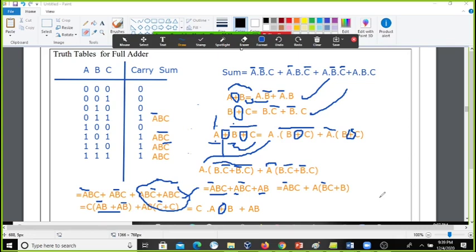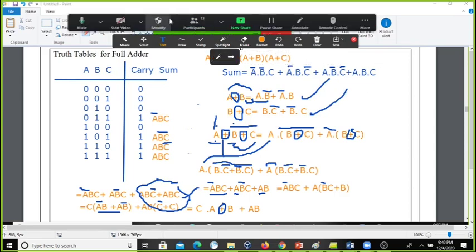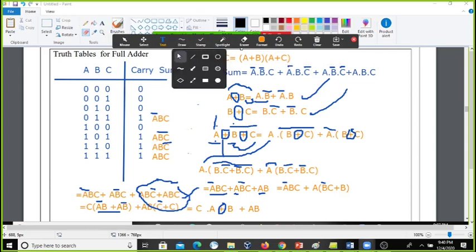Then remember, for this one we can apply the distributive law. If you remember the distributive law, A plus BC equals which one? Two brackets, A plus B, and again the bracket A plus C. So you get the same thing here. For this one also you can apply the same rule.